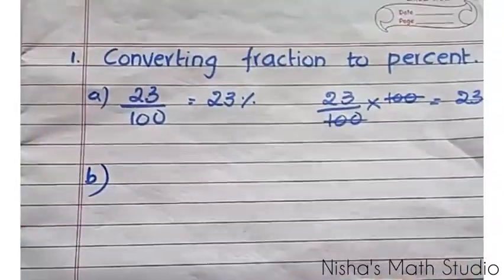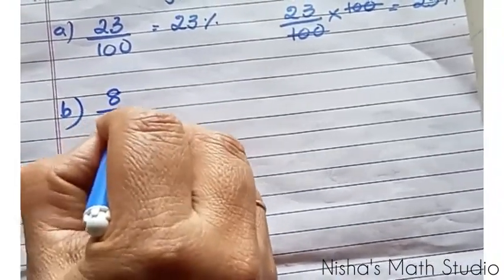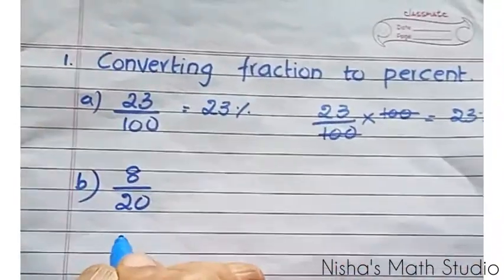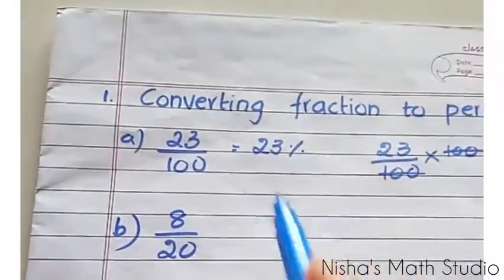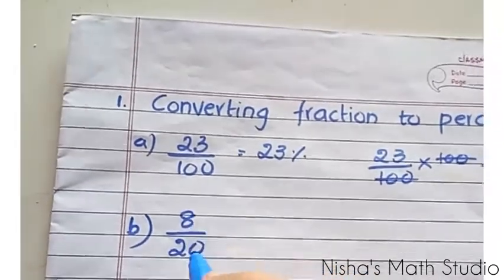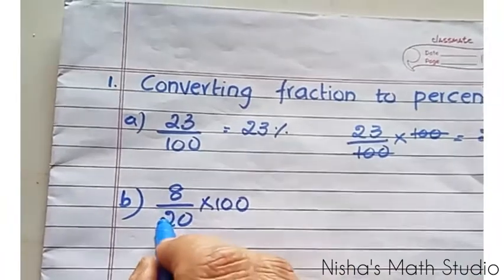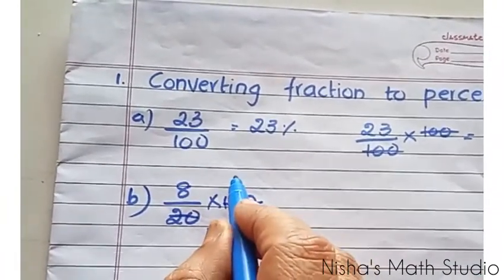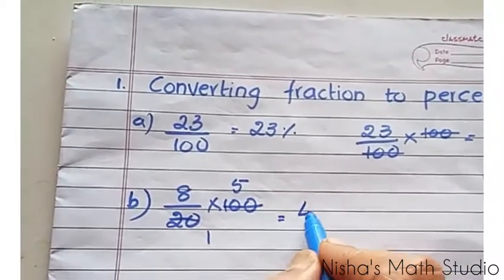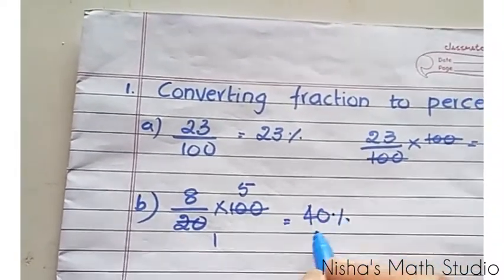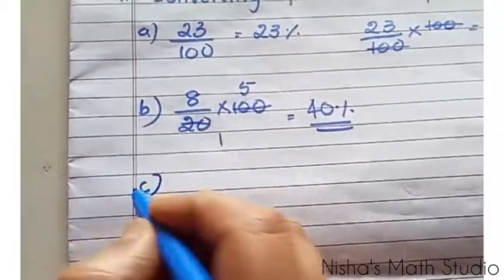Now, let's take one more example. Let's take 8 by 20. Now, this is a fraction where you do not have a denominator of 100, isn't it? So what do we do? The given number should be multiplied by 100 to make it a percent. 20 ones are 20, 20 fives are 100. So in the numerator you have 8 fives are 40. This is a percentage, remember, so you need to put a percentage sign. Shall we see the next example?